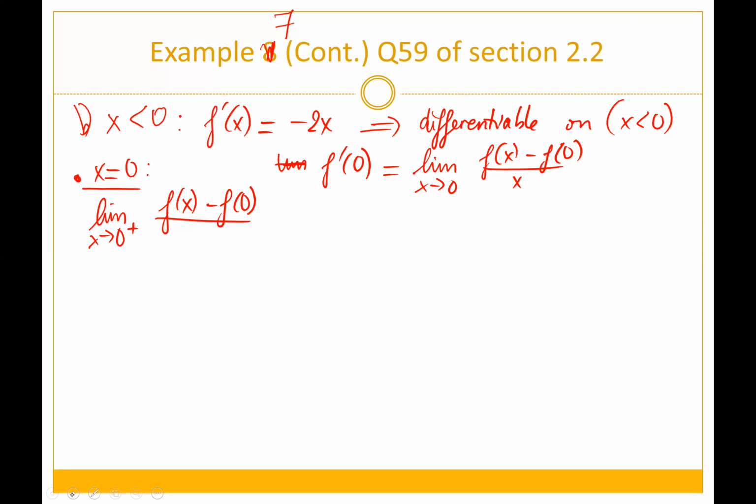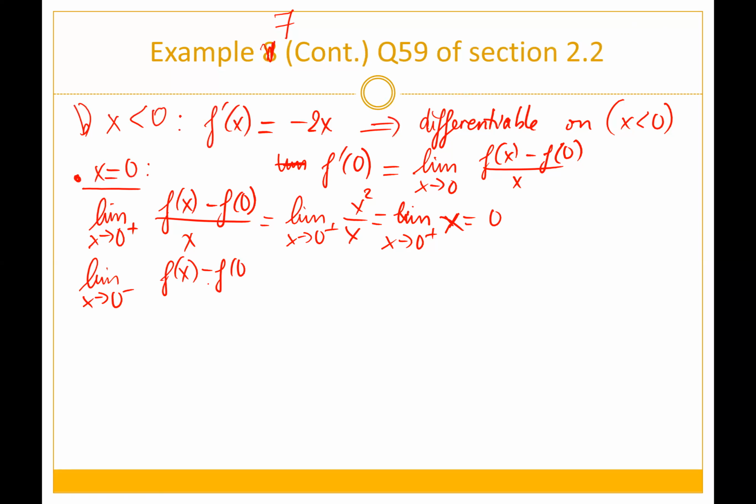But because we have a piecewise function, we have to check both sides to make sure this limit exists. Because if both sides exist and they equal one another, then this big limit exists. So this one is going to equal the limit as x approaches 0 plus of x squared over x, or the limit as x approaches 0 plus of x, which is just 0. 0 plus is 0. It's just basically a number. And otherwise, you have the limit as x approaches 0 minus of f of x minus f of 0 divided by x.